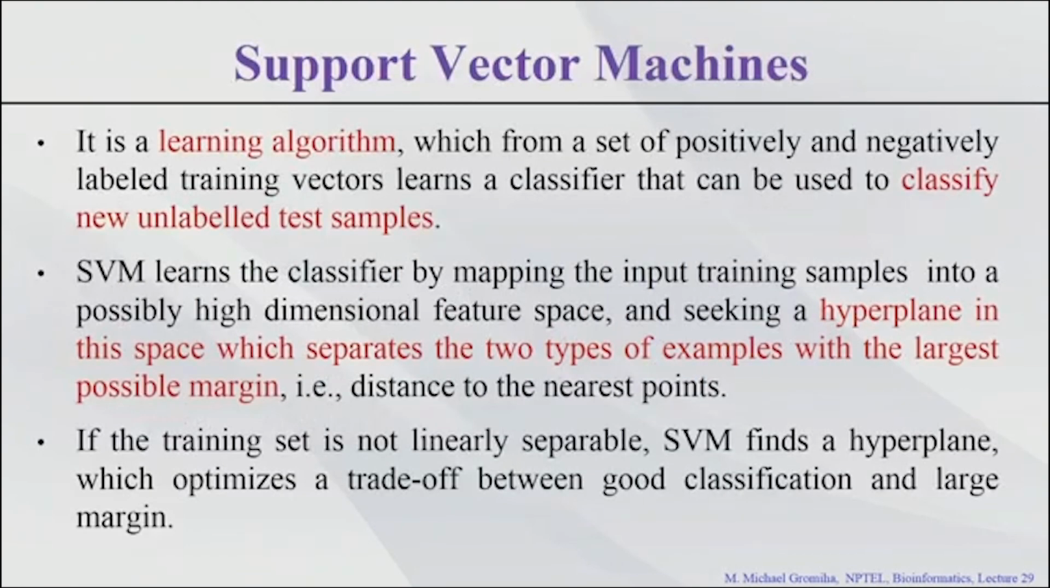This is another one, called support vector machines. I will give you the details with the equations in the next class. It is also a very popular, widely used algorithm. It is a kind of learning algorithm which has two sets of values, for example, positive and negative labeled vectors. They can classify these positives and negatives, and using this information they can classify the unlabeled test samples. The SVM learns a classifier by mapping the input training samples into a possibly high dimensional feature space and seeks a hyperplane which will separate the two examples, whether positive or negative.